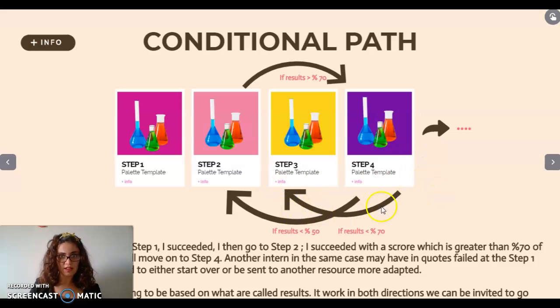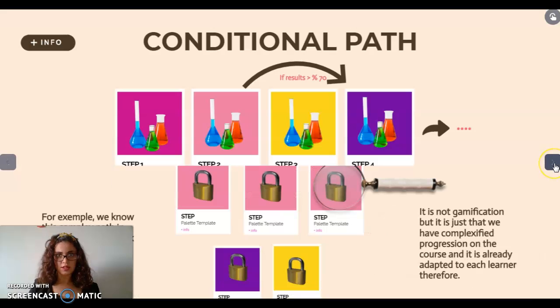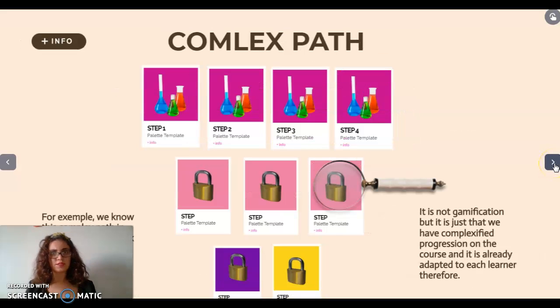It's very interesting. This conclusion is going to be based on what are called results, and it works in both directions. We can be invited to go further, skip a step, and also to go back. And this is the second path. And the third is complex. Yes, it means complex.